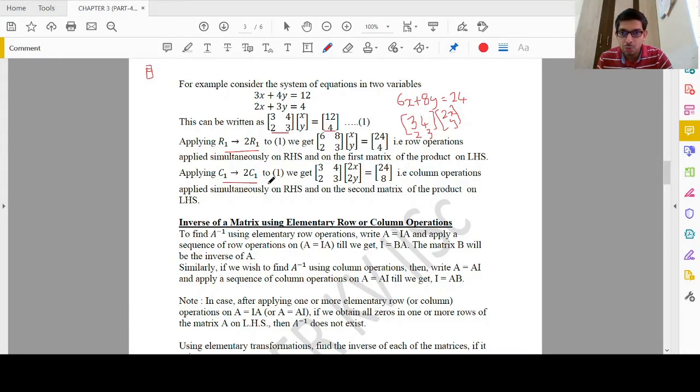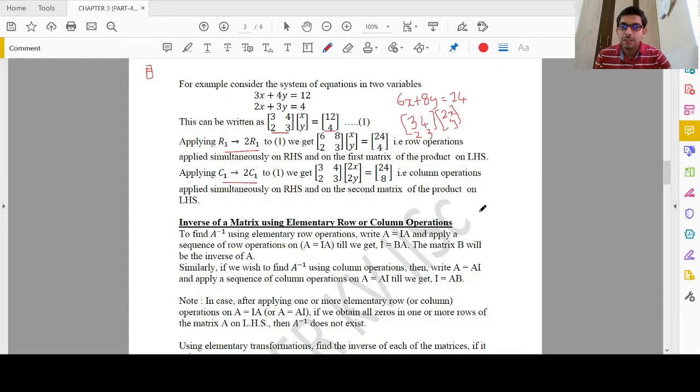So here again, if C1 changes to 2C1, it should be applied to the second matrix. So here in equation 1, the second matrix is x and y. So it will change to 2 times C1, so it will become 2x and 2y. The right hand side matrix, only one matrix is there, that also will get multiplied with 2. So this is equivalent to multiplying both given equations with 2. So you'll get an equivalent equation where both the equations are multiplied with 2.